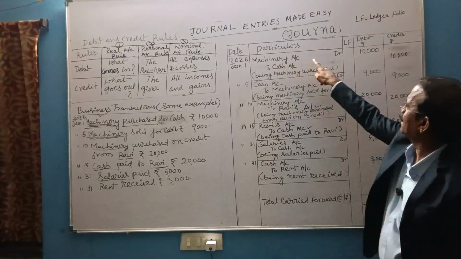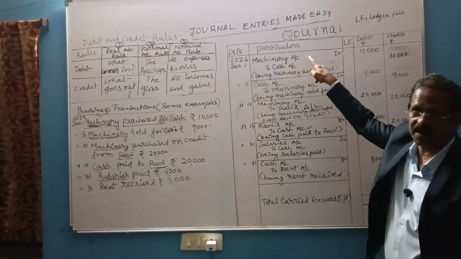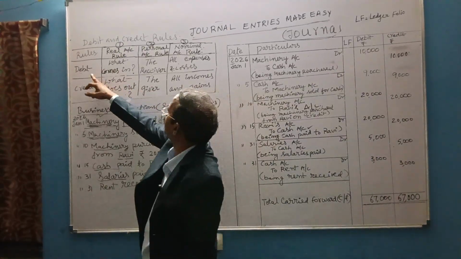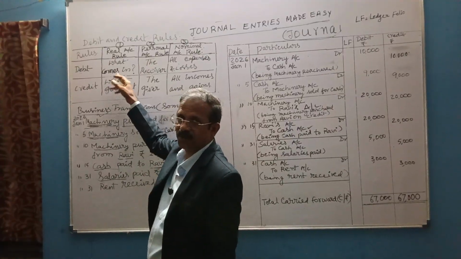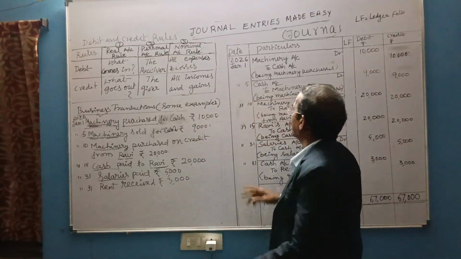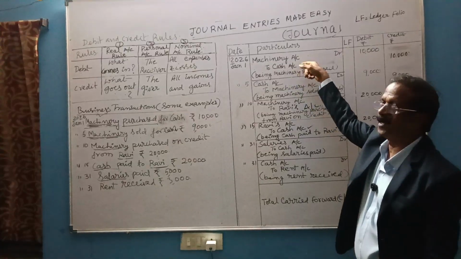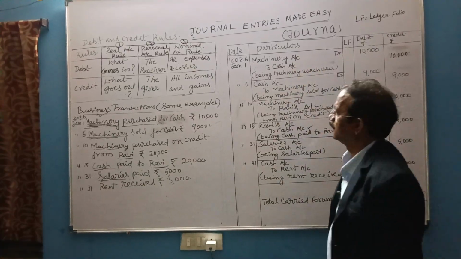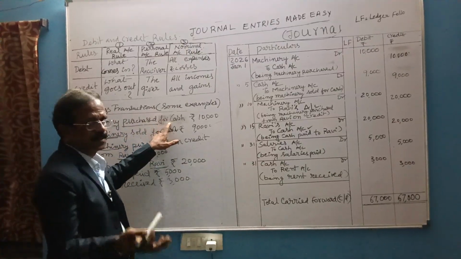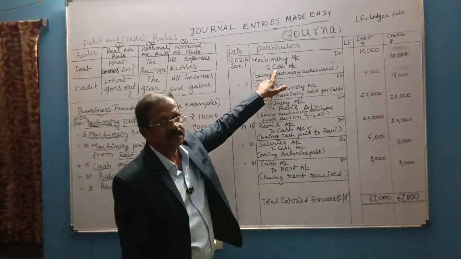What does this line indicate? Since it is a debit item recorded in the first line, we received it. Here the rule is: debit what comes in. So you can correlate this first line with this rule. You can understand easily that this is coming and this is going. Coming first, going next. Machinery came and cash is going out. Since cash is going out, cash is a credit item.